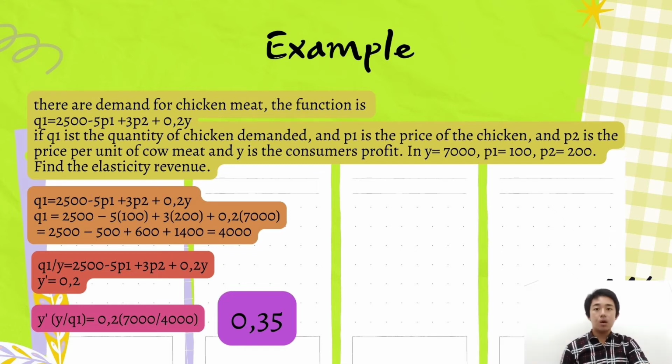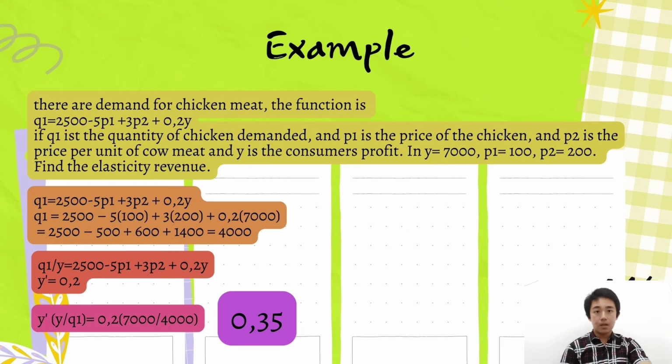So Q1 equals 2,500 minus 5 times 100 plus 3 times 200 and 0.2 times 7,000, and this gives us 2,500 minus 500 plus 600 plus 1,400, which equals 4,000. Next, we need to find the partial derivative function of Q1 with respect to Y. Because it is partial, we focus on Y, and that means the derivative of Q1 with respect to Y is 0.2.